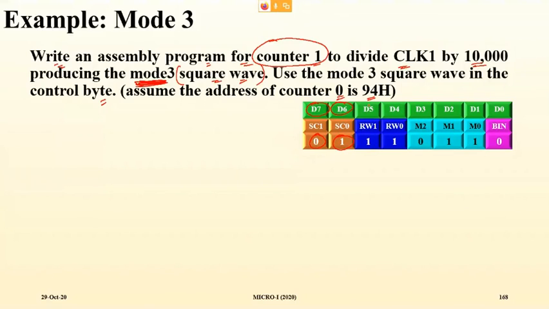Now D5 and D4. In D5 and D4, we are putting 1, 1. 1, 1 means first we will be loading the lower significant byte, then we will be loading the upper significant byte. This tells how we are going to load the count. So to load the count, first we will be loading the lower significant byte, and then after that, we will be loading the upper significant byte. And the count will be derived from this particular number.